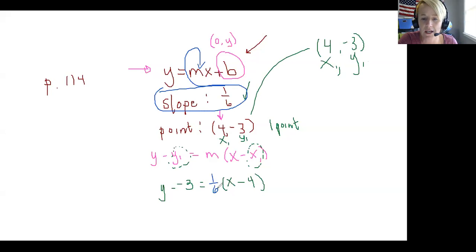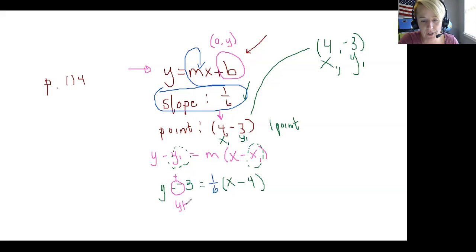So 1/6 is my actual m value. Now I just need to tidy everything up, okay? Y minus a negative 3. Make sure I'm doing the right one here. Okay, perfect. So y minus a negative 3, this is actually a plus sign because if we're getting rid of a negative, then it's like adding it.